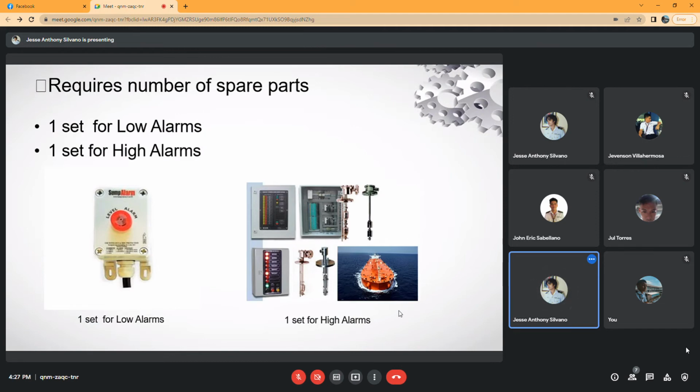So machineries and equipment need to have spare parts so that if any parts are damaged, we can replace them. For the low level alarms, we have one set, and one set also for high alarms.